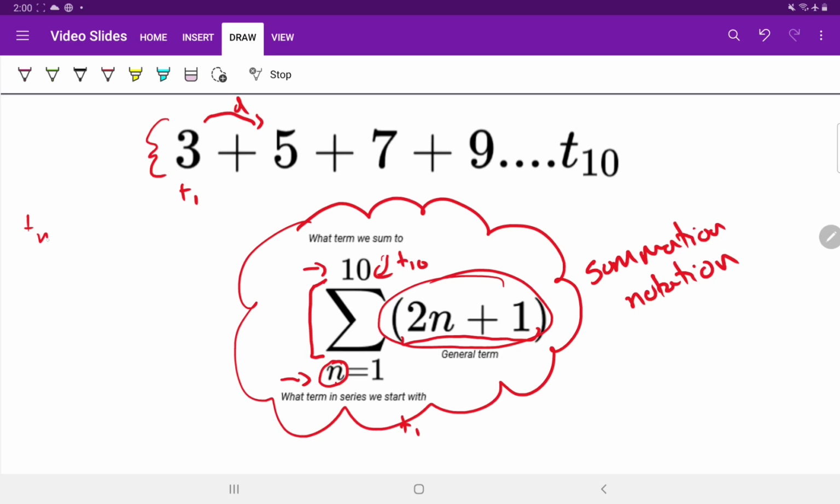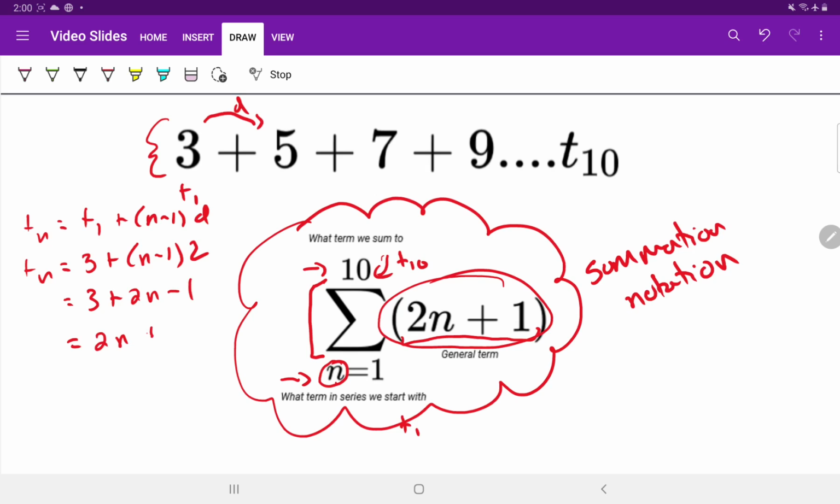So remember, Tn is equal to T1 plus n minus 1 times d. So Tn in this case is going to be 3 plus n minus 1, and my d is going to be 2. So 3 plus 2 times n minus 1, or 2n plus, oh, that should be a 2 there. 3 plus negative 2 is 1, and so that's what Tn is equal to. And lo and behold, that's what we have written right there. So that's how we read this.